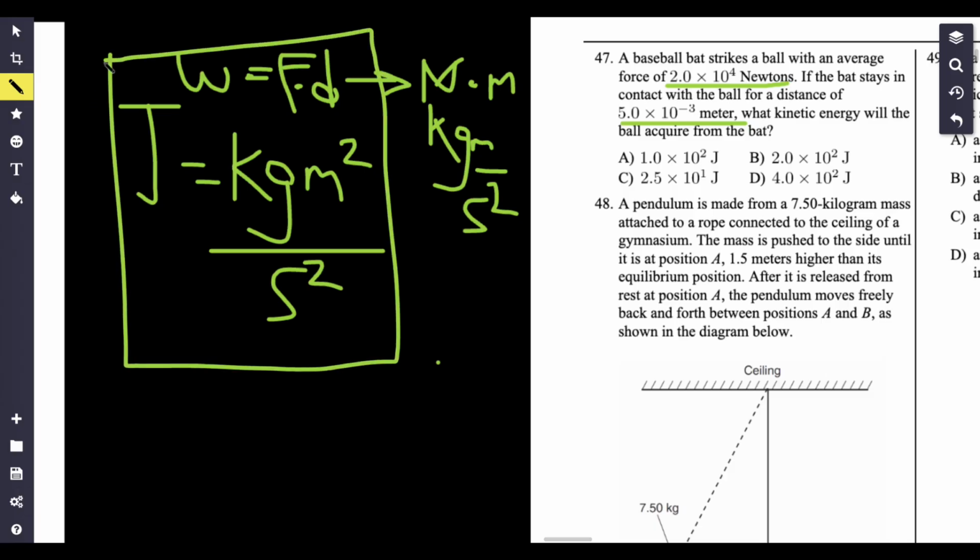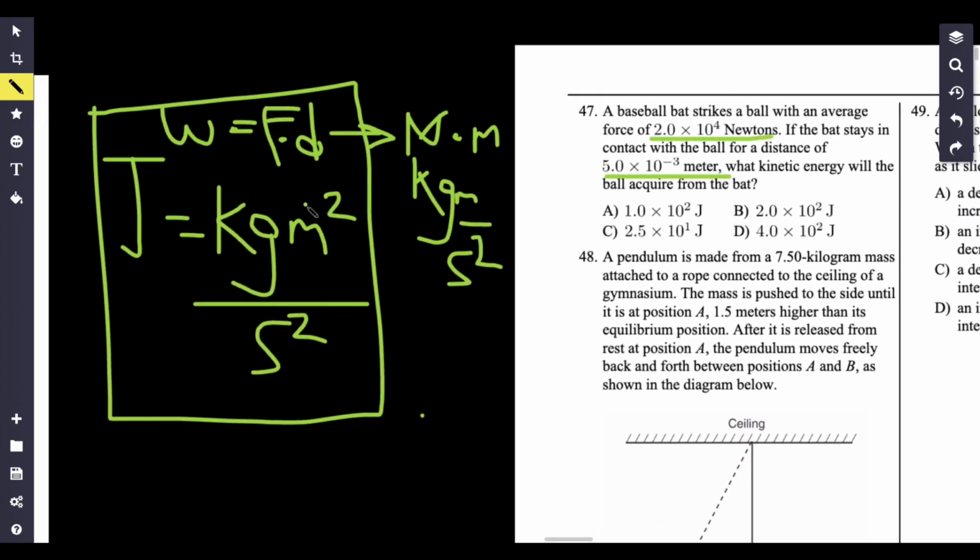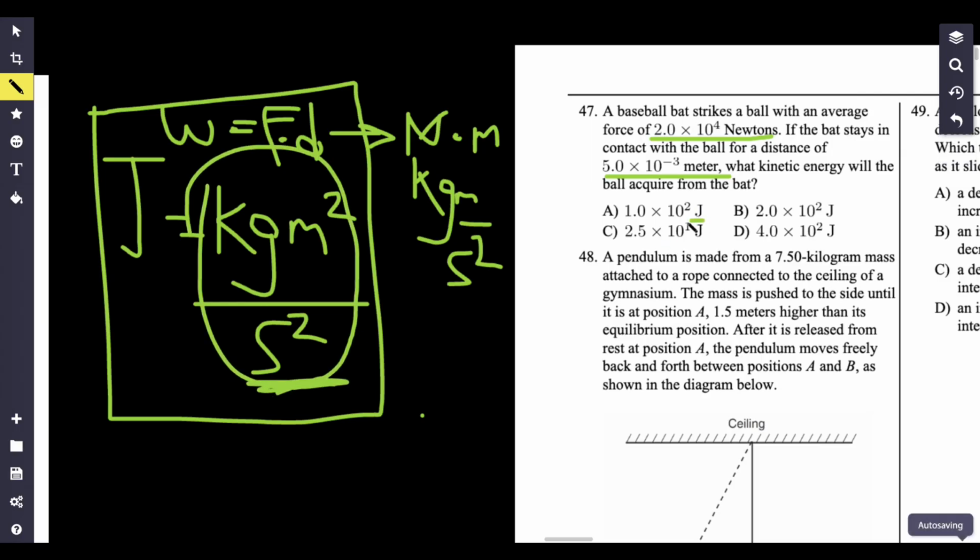This is the unit for work, potential energy, kinetic energy, all types of energy. That's measured in joules. Even if you have no idea what to do, you just remember that whatever answer you end up with has to have a unit of kilograms times meter squared divided by second squared, because all of this is in joules. So you just look at the units.